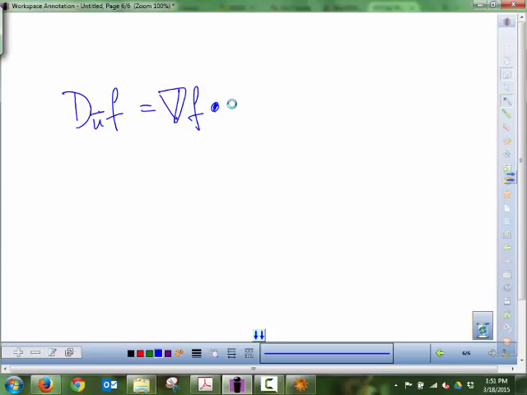This is the formula for the directional derivative, right? The gradient, whatever it is, is some fixed vector. We know it's going to be perpendicular to a level curve. And then u is just the direction of some sort. Right?